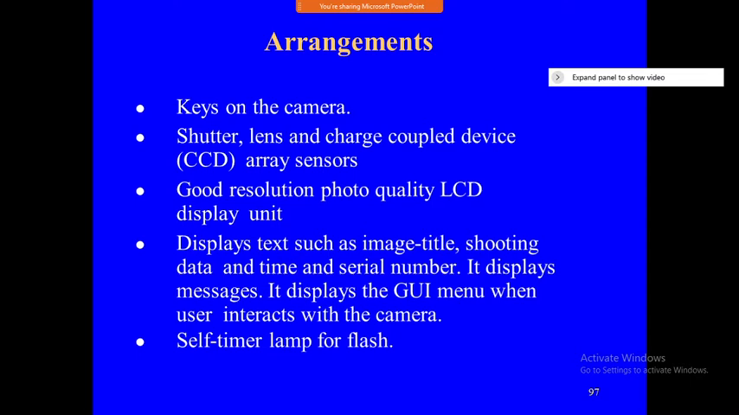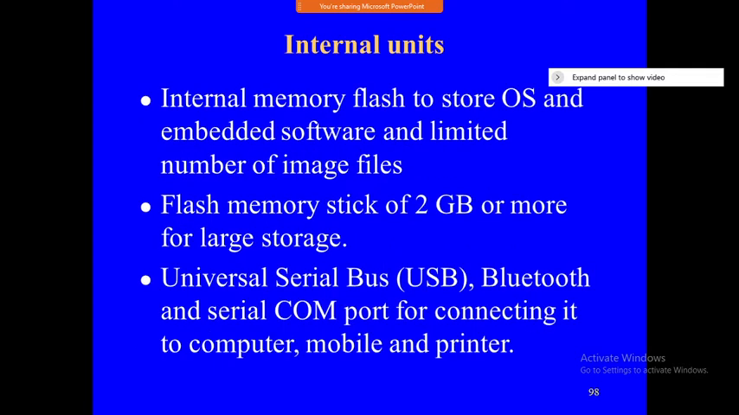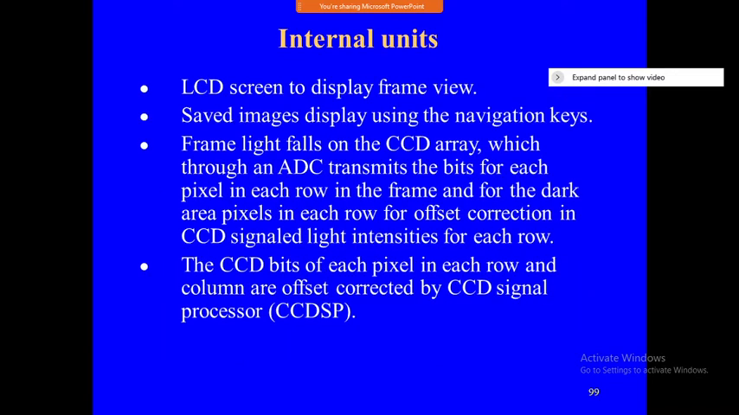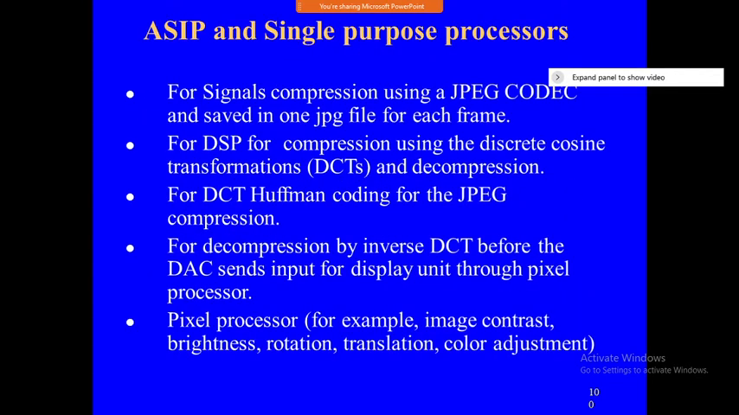There is also a self timer lamp for the flash. We give a timer of up to 2 seconds to take a picture. We set it, click, and come and sit in front of the camera. After 2 seconds, it will take the picture. That's the self timer lamp. These are the things necessary. We have seen all the internal units. Next, we'll see which processors are necessary here.